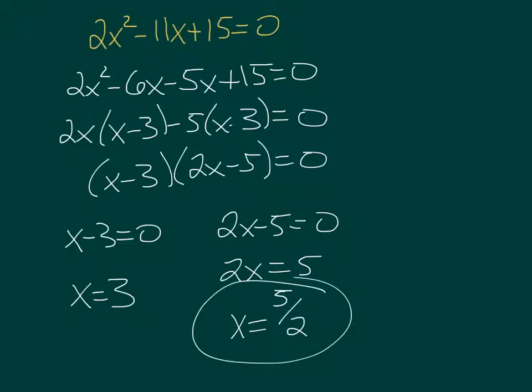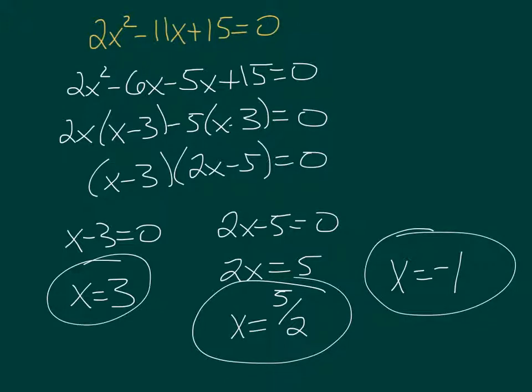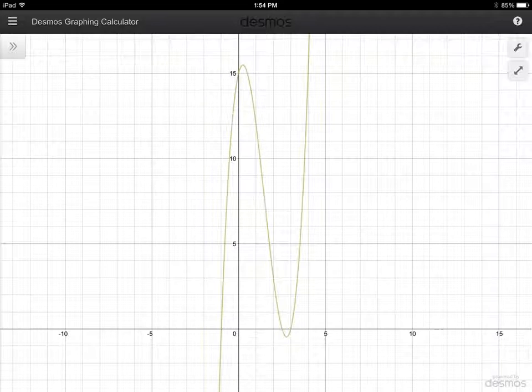Okay, so here's a 0, here's a 0, and then also don't forget about the 0 of -1. So we've found all three zeros. Now we're going to take a look at the graph just so you can see what it would look like. Okay, so here's the graph of our function, and you notice that it does cross the x-axis at -1, at +3, and then at +2.5.